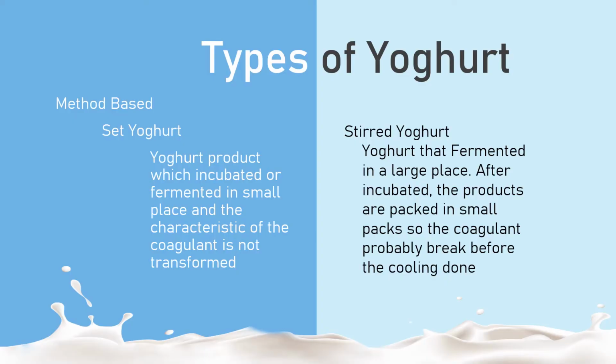There are three types of yogurt based on the production method, flavor, and fat content. From the production method, there are two types of yogurt. The first one is set yogurt, and the second one is stirred yogurt. Set yogurt is a yogurt product which is incubated or fermented in a small container, and the coagulum is not disturbed. Stirred yogurt is yogurt that is fermented in a large container. After incubation, the products are packed in small packs, so the coagulum probably breaks before the cooling is done.